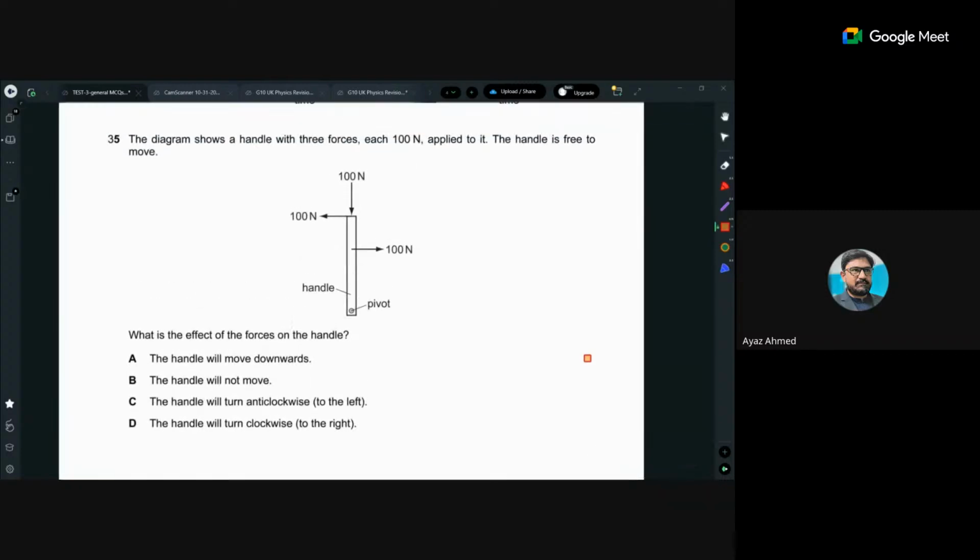उसके बाद आपको ये क्वेश्चन दिया गया था 35. It was related to the movement. What effect of the force on the handle? ठीक है. So force on the handle, this will have no effect because it is passing through pivot. ठीक है. This will cause a turning effect of some value, and because this force is acting at a greater distance, so it will have more effect. ठीक है. तो rod will be rotated anti-clockwise. ठीक है.